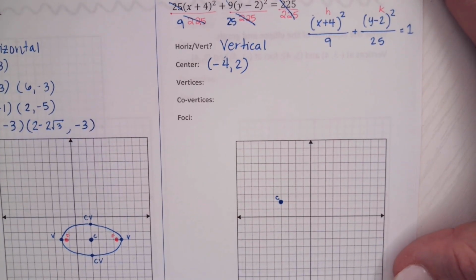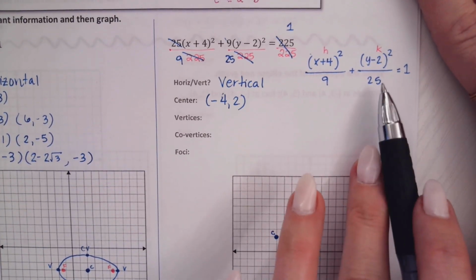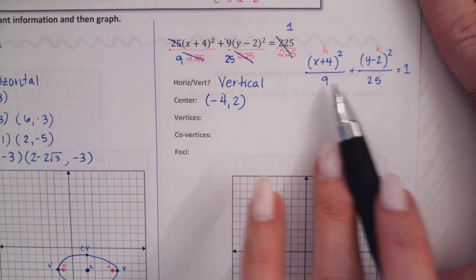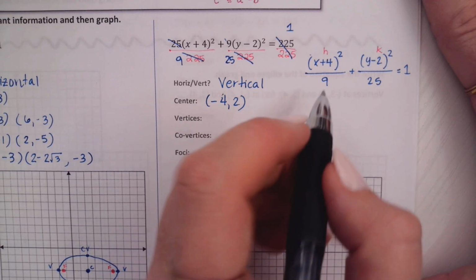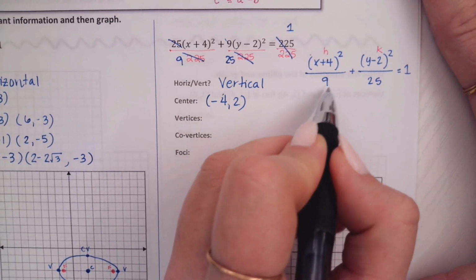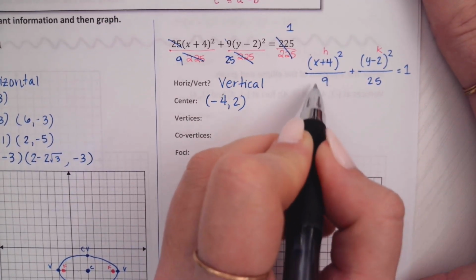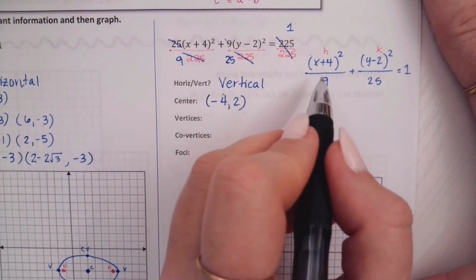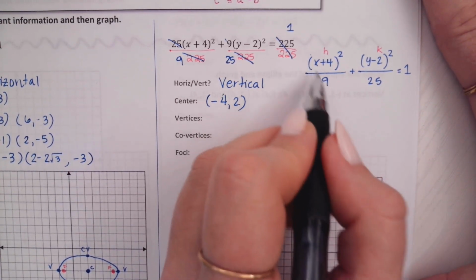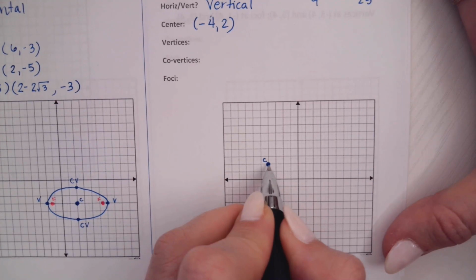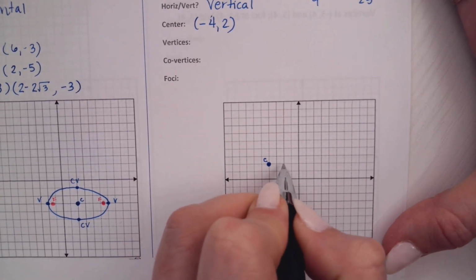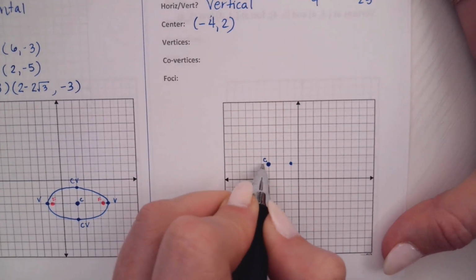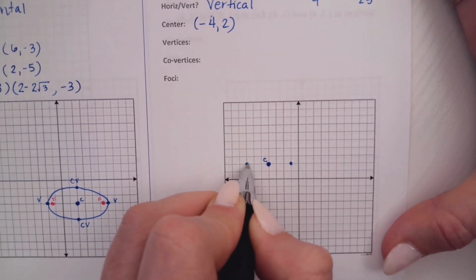Okay. Now to find my vertices and my co-vertices, remember I'm going to use my two denominators, but the denominators are already squared, so we just want to make sure we use their square roots. The square root of 9 is 3, so we need to count 3 in the x direction because it's under x. From the center we'll count 3 right and 3 left. 1, 2, 3, 1, 2, 3.